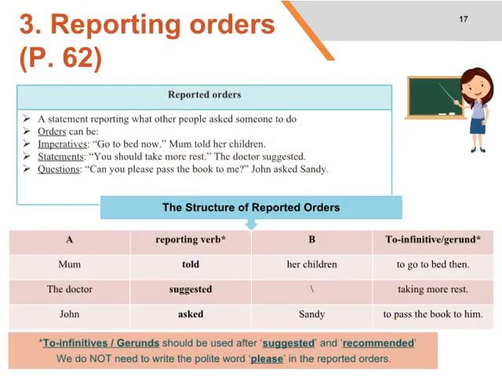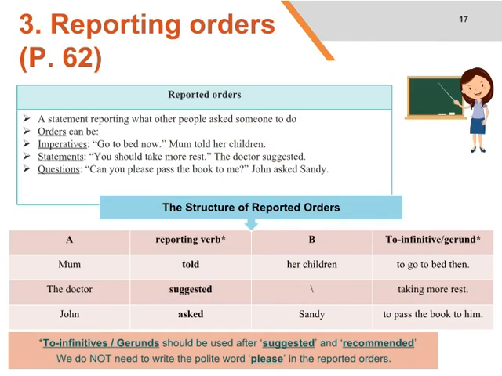The last reported speech we are learning today is reported orders, which are statements reporting what other people asked someone to do. We have orders of different types, including imperatives, statements, and questions. Each of them is exemplified by the sentence next to it.